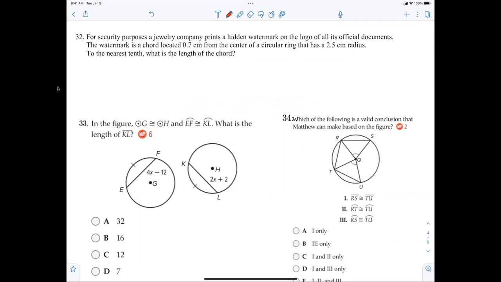For security purposes, a jewelry company prints a hidden watermark on the logo of all its official documents. The watermark is a chord 0.7 centimeters from the center of the circular ring that has a 2.5 centimeter radius. To the nearest tenth, what is the length of the chord? All right, I'm waiting for this. Let's go. Figure it out.